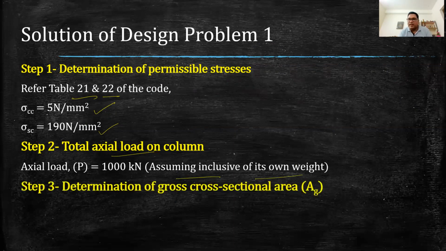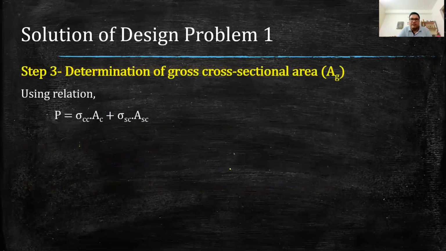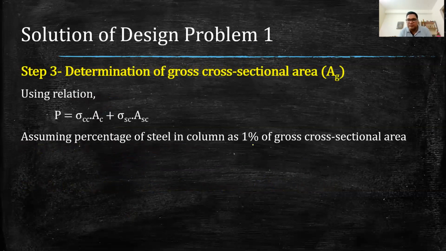Then we will move to the next step, which is determination of gross cross-sectional area, which means we are supposed to find out AG. AG is the total cross-sectional area of column required to carry this load. So this we can find out by using the equation. This equation can be used to find out the AG. Now in this, first we have to assume the percentage of steel. So generally we assume percentage of steel as 1%.